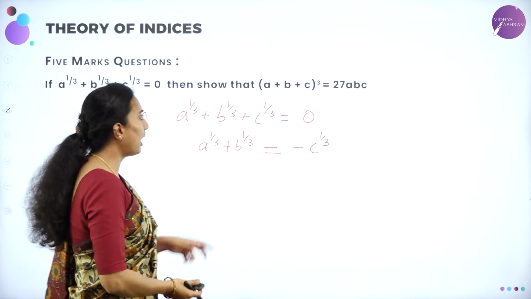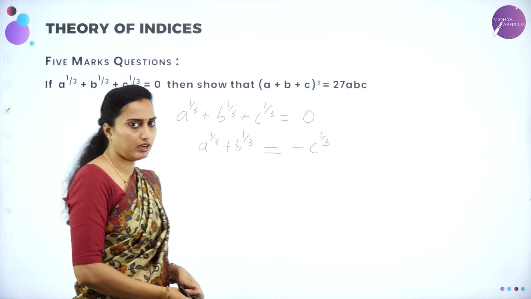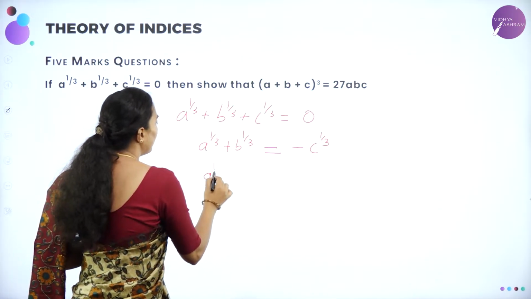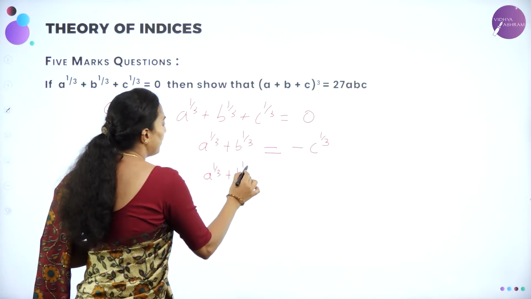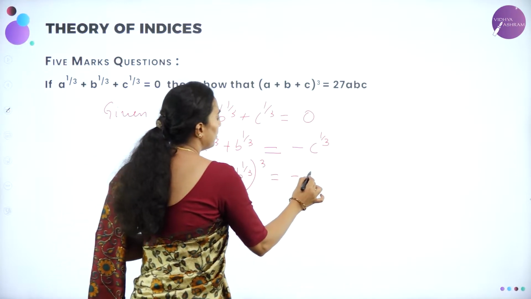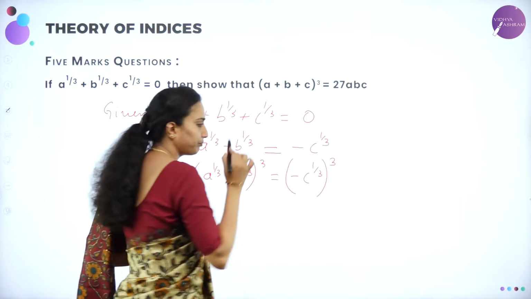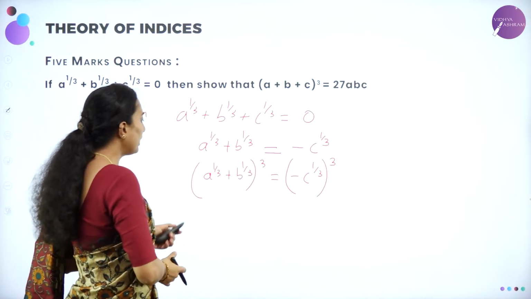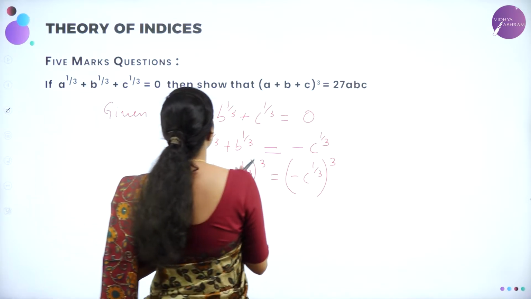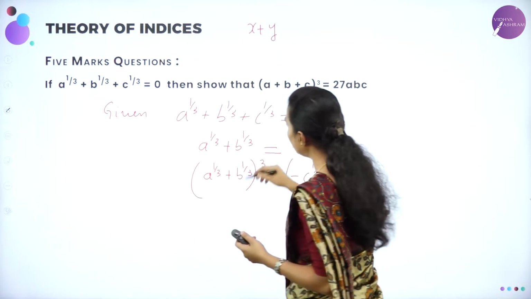Now, since I have a whole cube here, I am going to raise the power 3 on both sides. If I raise the power 3 on both sides, what will it become? A power 1 by 3 plus B power 1 by 3 whole to the power of 3 is equal to minus C power 1 by 3 whole to the power of 3. Now, this is according to the (A plus B) whole cube formula. What is A plus B whole cube? Otherwise, I am going to write X plus Y whole cube because you have A and B there.